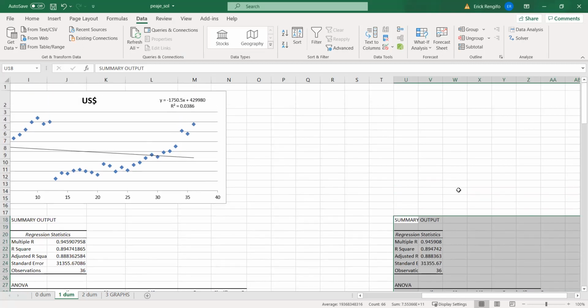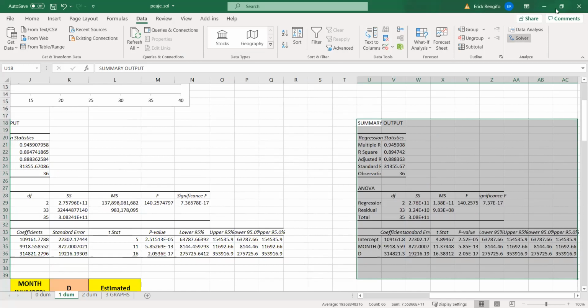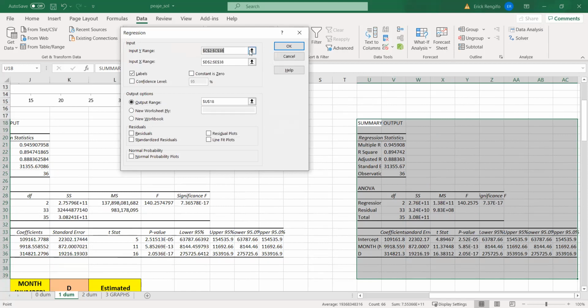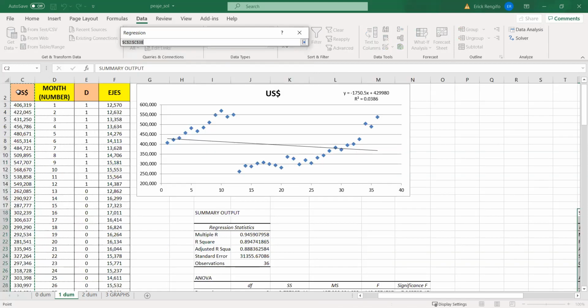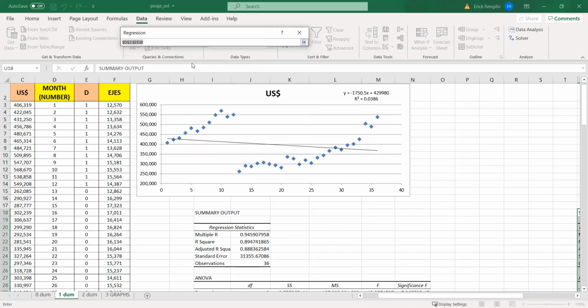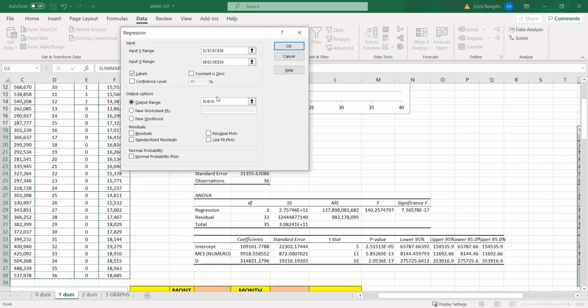Sorry, Professor, if you don't mind just doing a quick rerun of that. Yes. So what I've done is the following. I've done data analysis, the regression, and then I've selected my Y. My Y is my revenues, the US dollars. You select only the US dollars. And then what are my X's now? I have two X's now. I have the month and the D. So you select these two. And then you simply run the regression.